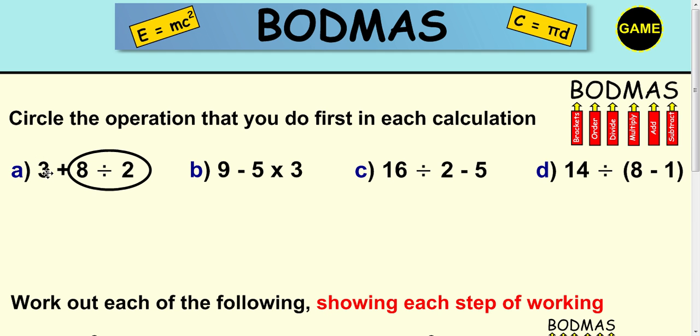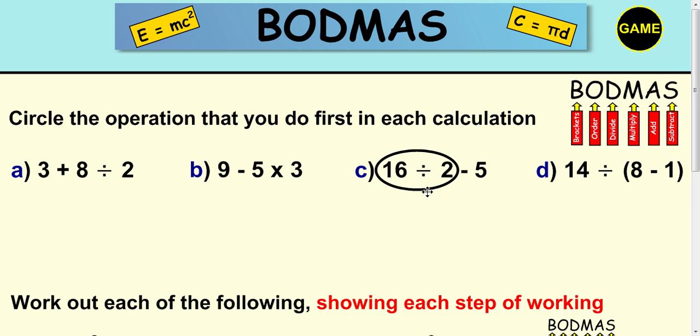A common mistake is for people to do the 3 add the 8 first, and get 11 and then divide that by 2. On the second one here, we would do the 5 times 3 first and get 15. So it would really be 9 take away 15 to get your answer to that. On the third one, we would do the divide first. So 16 divided by 2, and that would give you 8. And then you take away 5 from the 8.